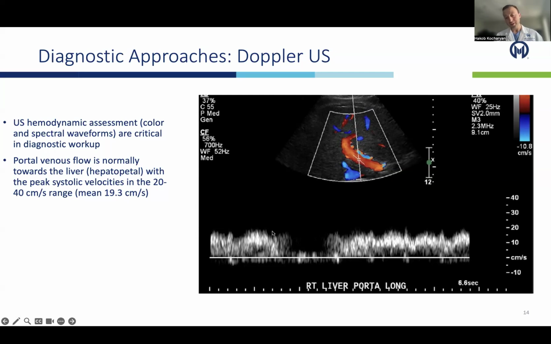Please take a closer look at the pattern of these waveforms. It has little undulations, not quite upstroking like you see in the arterial waveforms, but not quite dampened like the venous waveforms either. So somewhere in between.